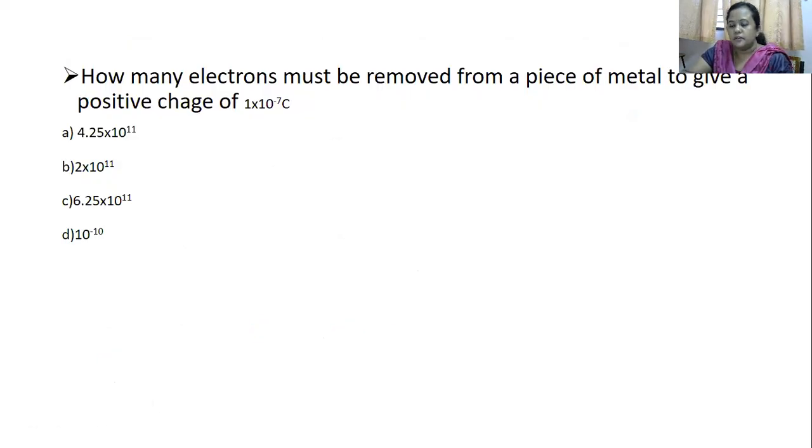Next, we will discuss some problems based on electrostatics. We have to consider how many electrons must be removed from a piece of metal to get a positive charge of 1 into 10 raised to minus 7 coulomb. So how many electrons must be removed from a piece of metal to get a positive charge of 1 into 10 raised to minus 7 coulomb? Here we are using the concept of charge conservation.